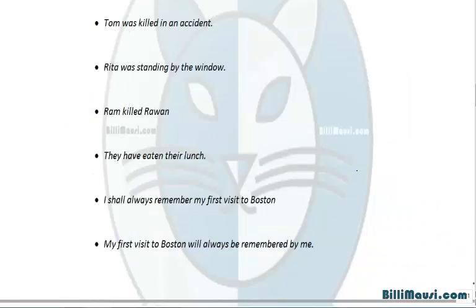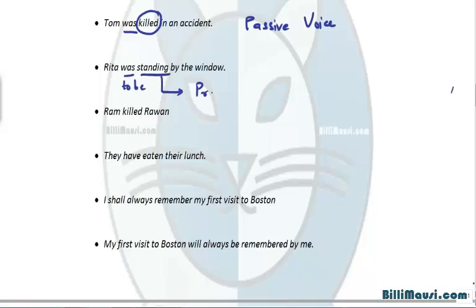Tom was killed in an accident. Here, was is the to be form, killed is the past participle, hence it falls into the category of passive voice. In the next sentence, Rita was standing by the window. Was is again the to be form, but standing is a present participle. In the earlier case, it is a past participle. So if we have the to be form with a present participle, it is not passive voice, it is active voice.